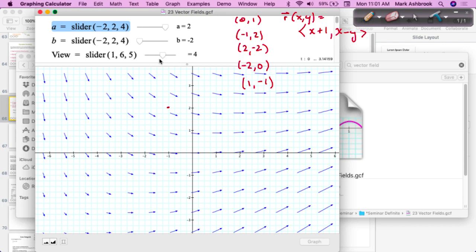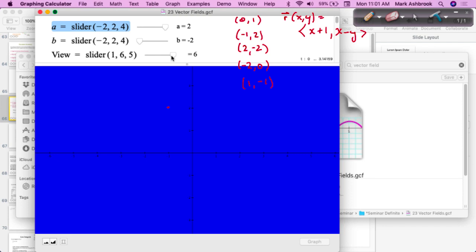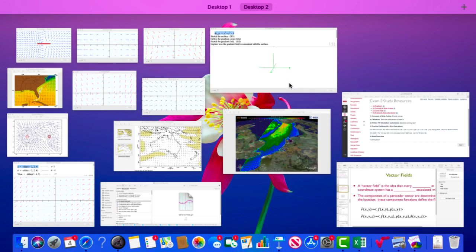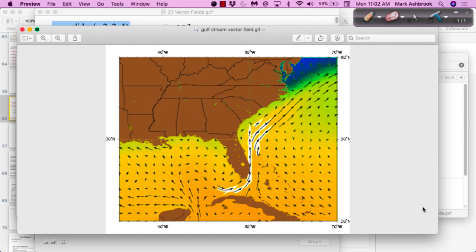All right, so here's another vector field. What's the application of these? There are lots of applications. Here's the Gulf Stream, around Florida, the Gulf of Mexico, Atlantic Ocean. Every vector is showing direction and magnitude of current.